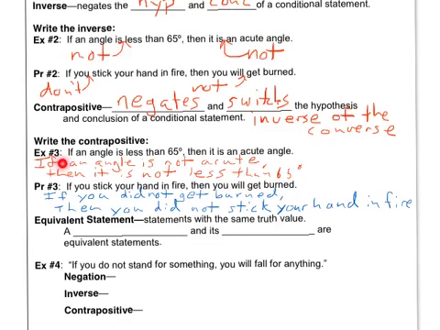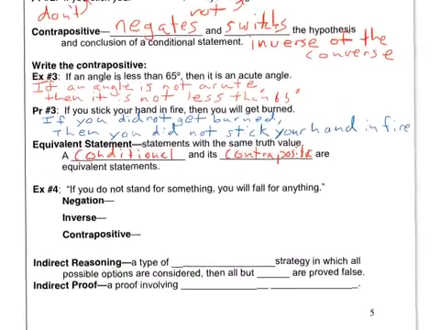However, with the contrapositive, if the original statement is true, the contrapositive will be as well. They will actually have the same truth value. And that brings me to the next thing here, talking about equivalent statements. These are statements with the same truth value. So we could say that a conditional and its contrapositive are equivalent statements.